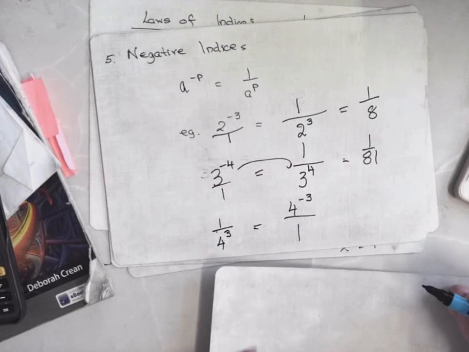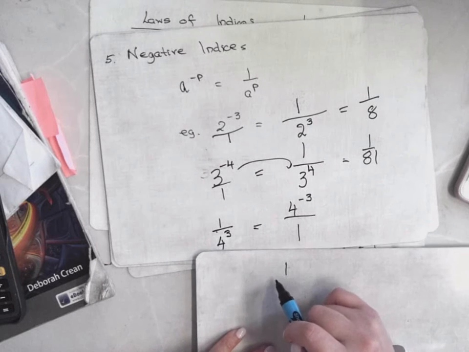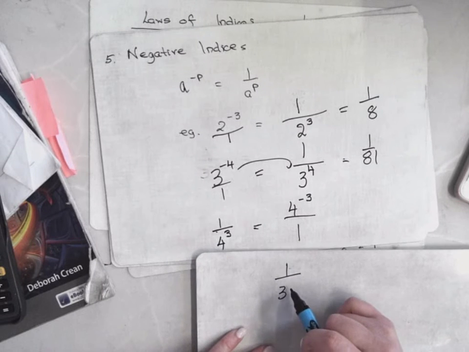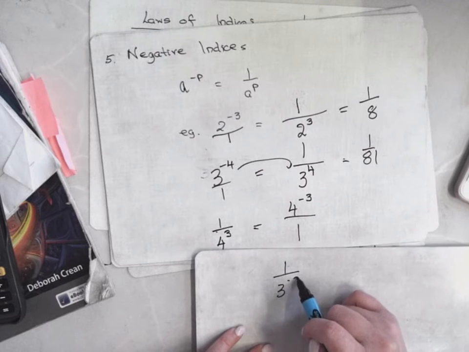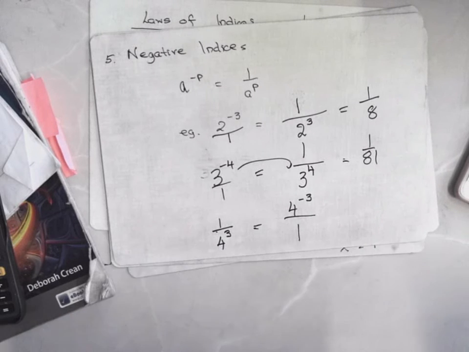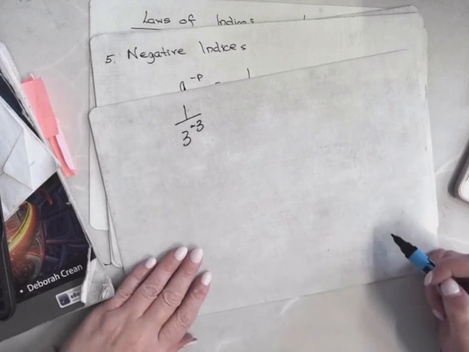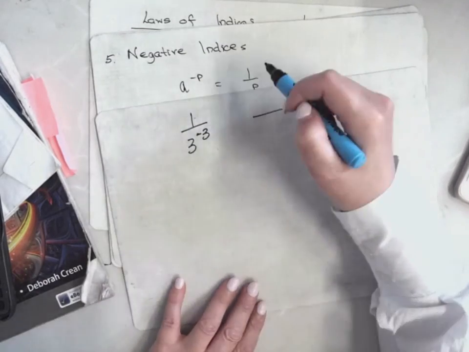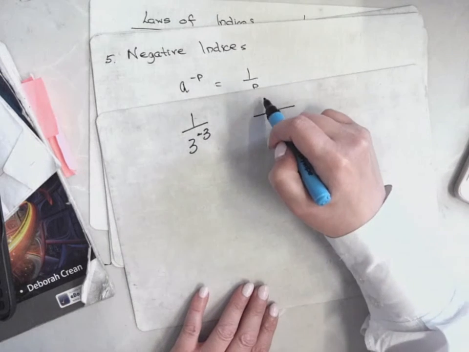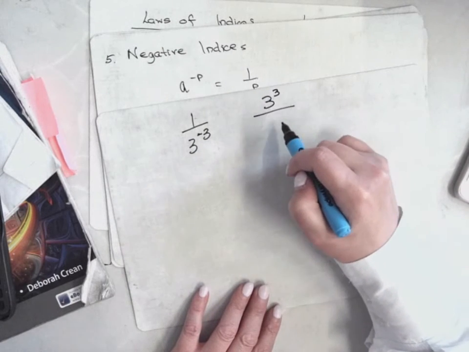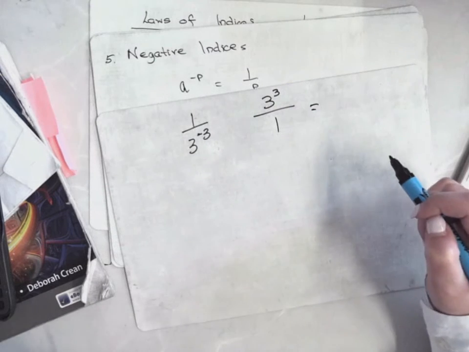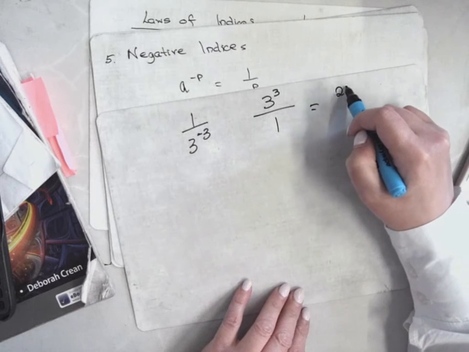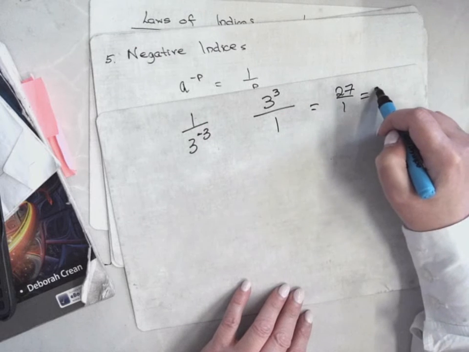I rubbed out the last example I had written down. What was the last example I had written down there? 1 all over 3 to the power of what? Minus 3. Okay, just because you have it written down. We're all okay? Right, okay, 1 all over 3 to the power minus 3. It's downstairs. So what do I do? I bring it upstairs and make it what? 3 to the power of plus 3. And then 3 by 3 by 3 is 27. So that's 27 over 1, which is just 27.